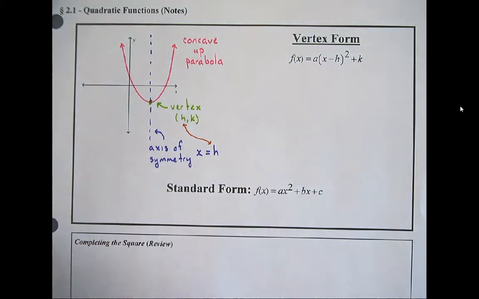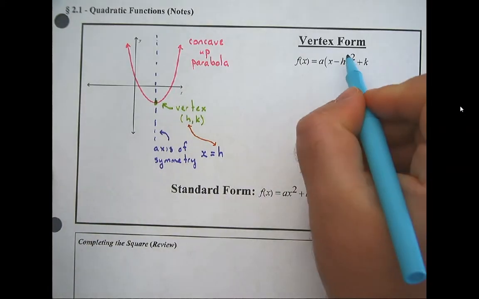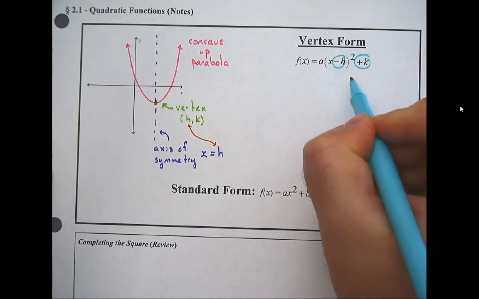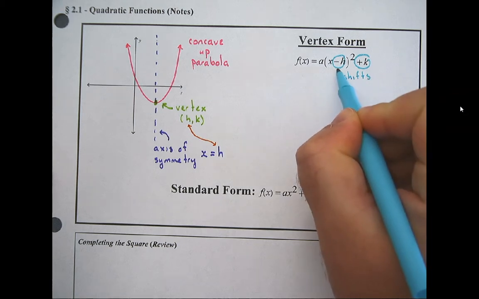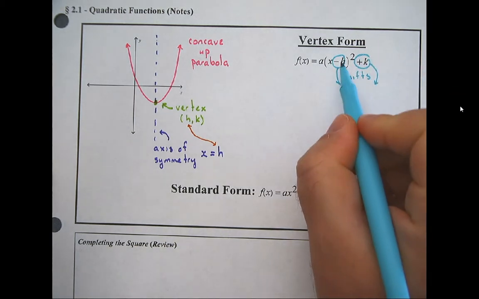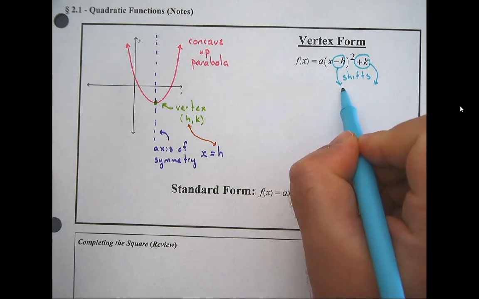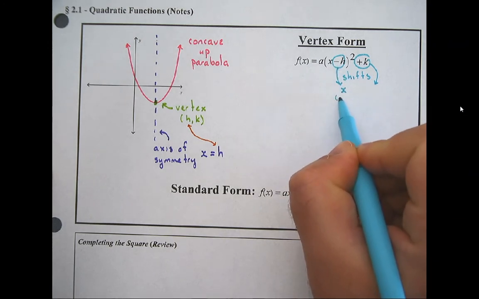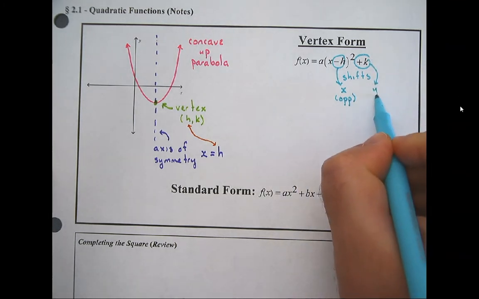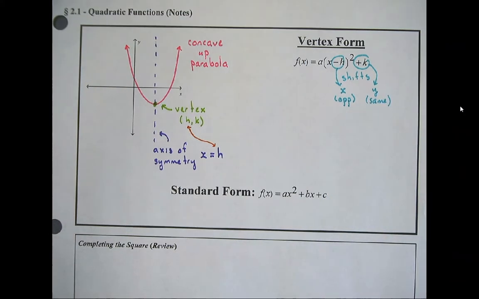So let's start off with H and K. H and K are what we call shifts. The H is next to X, so it moves in the X direction, but it does the opposite of what it says. The K is not next to X, so it moves in the Y direction, and it does the same as whatever that number is.